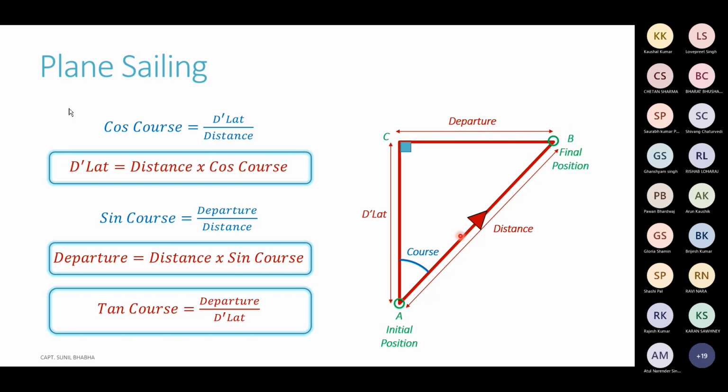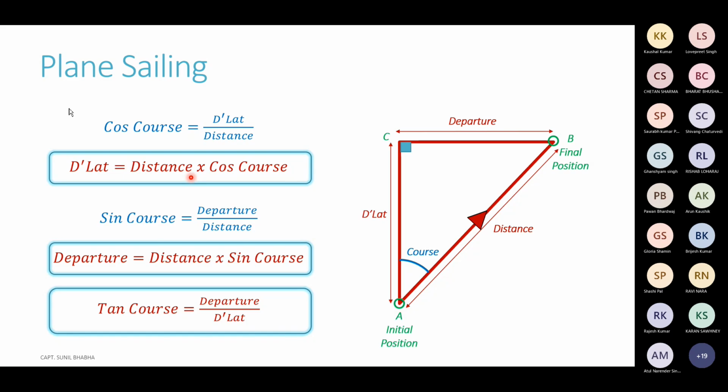In case both the positions are known to us, you can easily find out the course and distance also. If both positions are known, you can calculate the DLAT. You can also calculate the D long, which can be converted into departure. With departure and DLAT, you can apply the tan course formula and it will immediately give you the course being followed. Once the course is known, you can go to formula number 1. You can put the course here, you can put the DLAT value here, and you can easily calculate what is the distance between the two positions.